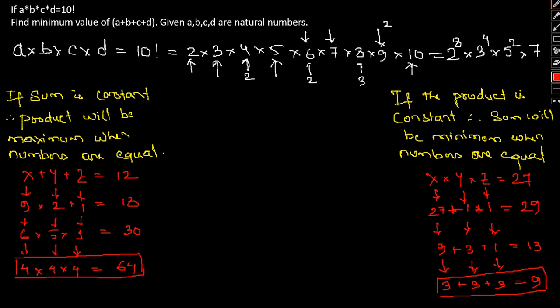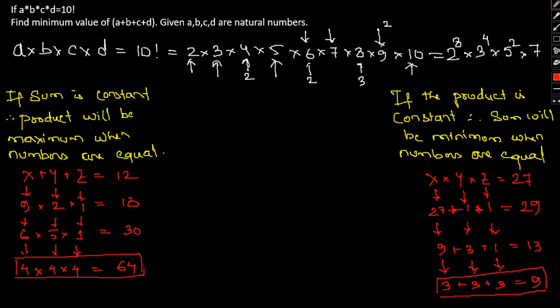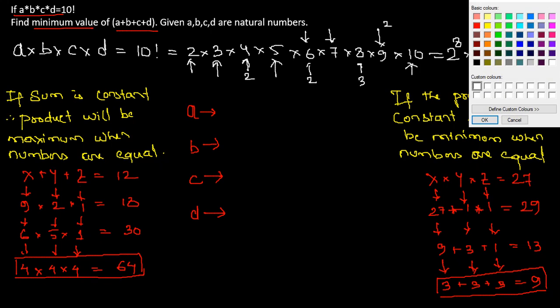So let me do one thing. Suppose I have A here, I take B here, C here, and D here. I'll try to make all these values as close to each other as possible, because we need the minimum value of the sum when the product is equal.